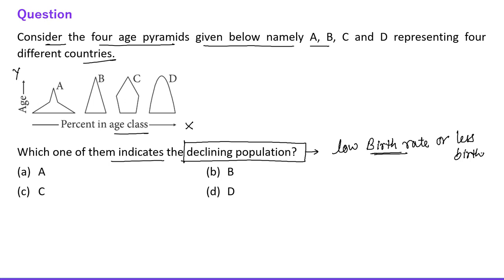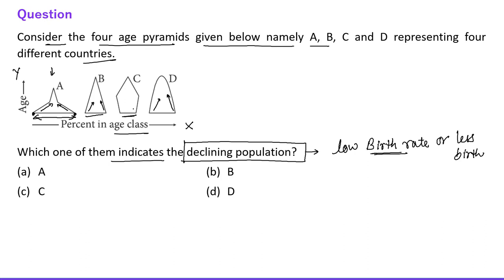Now if I talk about the pyramids here, if I talk about pyramid number A, here the base is wider than the top, right? I mean, as you go upward, the pyramid is shrinking, right? It is shrinking from bottom to top. Similarly, B is also shrinking. Similarly, D is also shrinking, right? But C is not shrinking. In fact, C is getting wider.